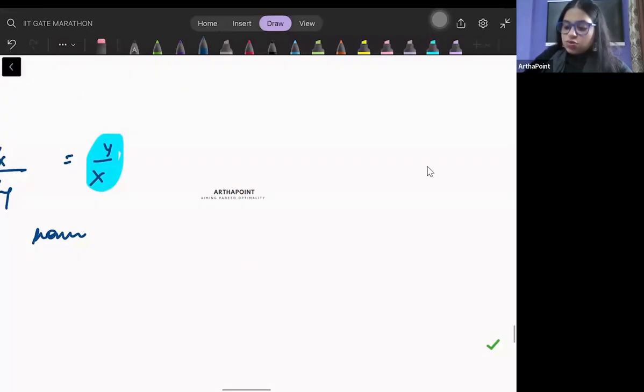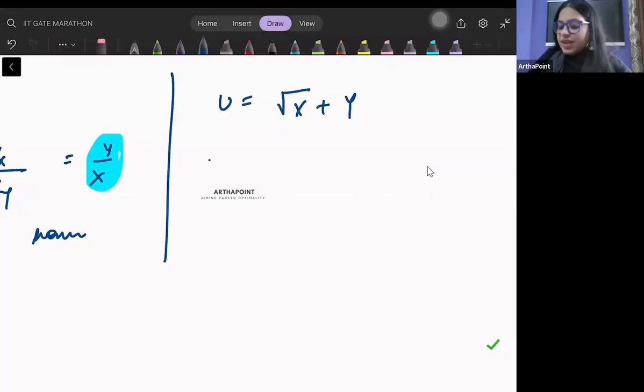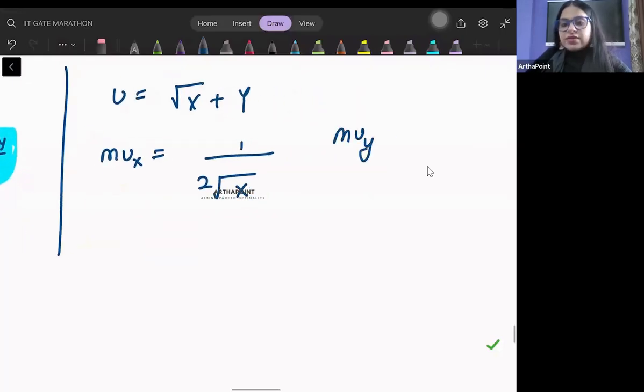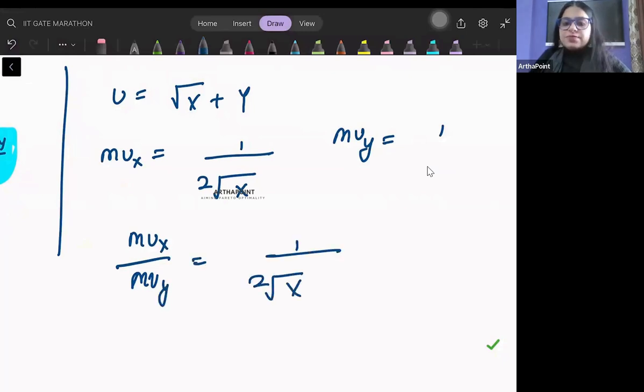But if I ask you that your utility function is root x plus y. Now I found MUx, differentiating with respect to x. So I got 1 by 2 root x. Then I found MUy, differentiating with respect to y. I got 1. Now I find MUx by MUy. So I get 1 by 2 root x. This is not a function of y by x. y is missing. I can't get it back in the form of y by x. So if I cannot get it in the form of y by x, then it is a non-homothetic function.